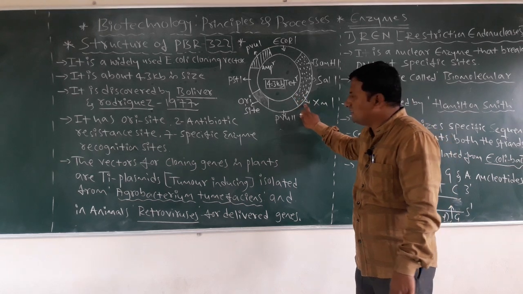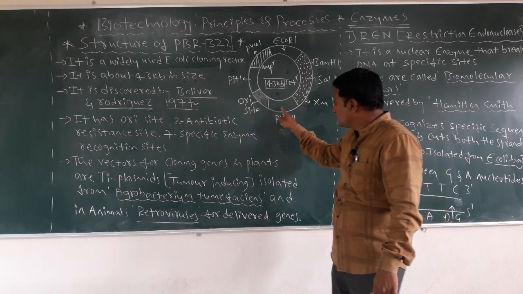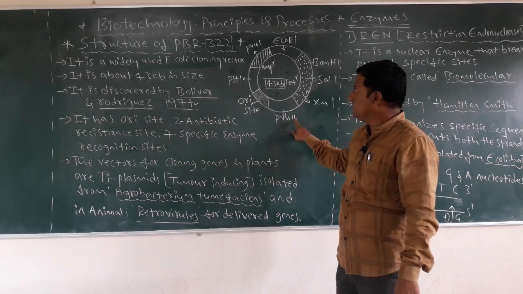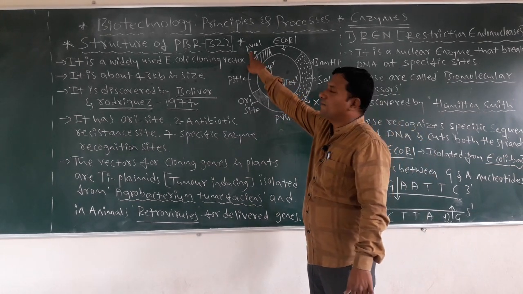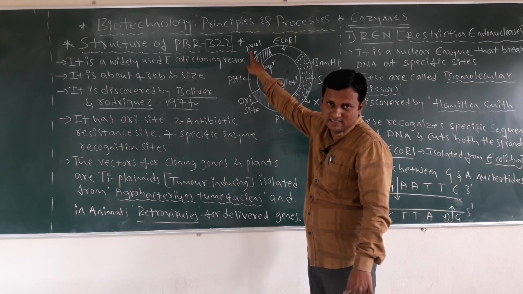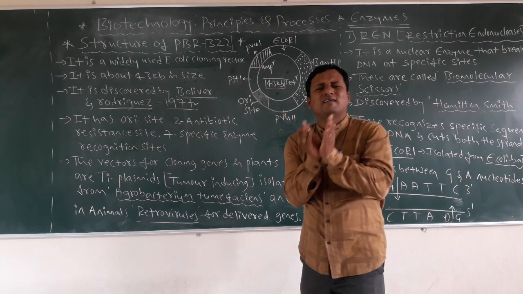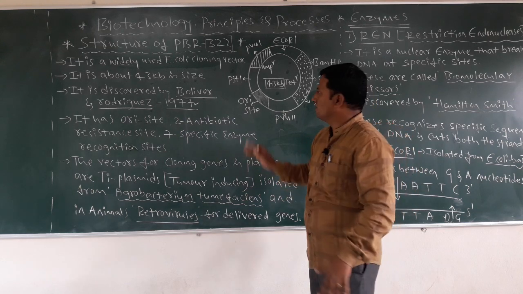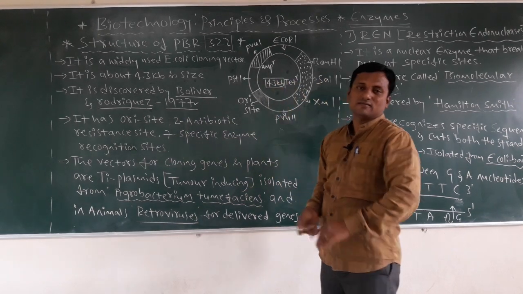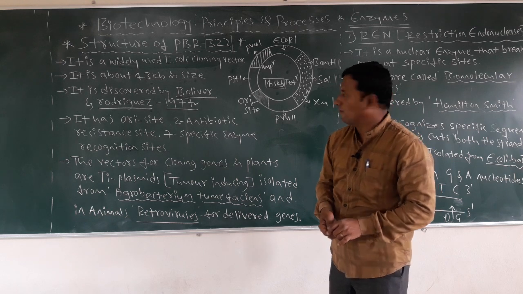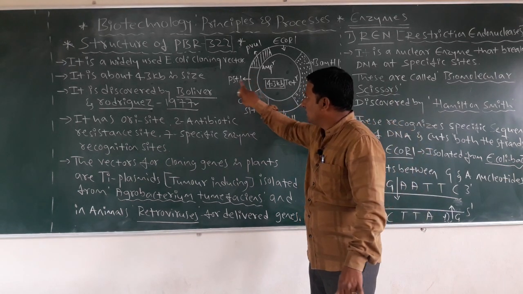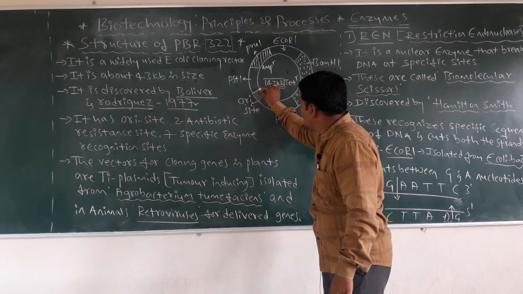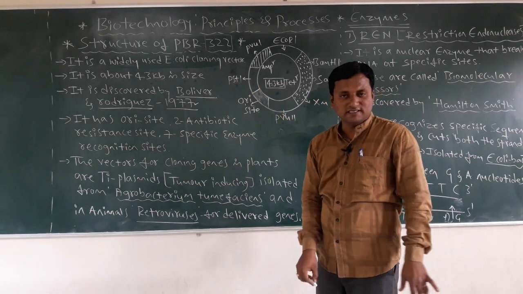They recognize the sites. And next, this site is called the PvuII site, and this site is called the PvuI site. What are these? These are nothing but enzymes, as I already told you. They are particularly for the circulation of the plasmid into the host body. And next, this site is responsible for PstI.